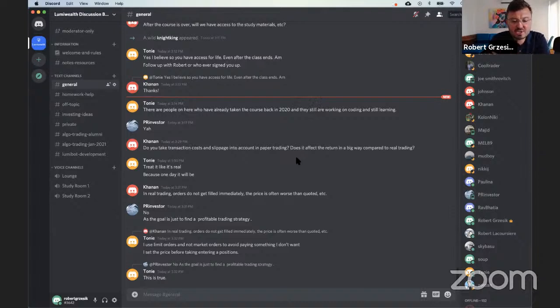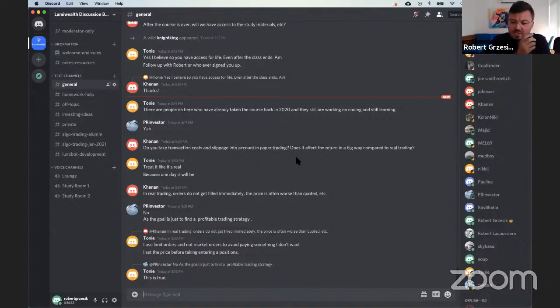Do you take transaction costs and slippage into account with paper trading? Does it affect the return in a big way compared to real trading? So transaction costs are zero, right? When you're working with Alpaca, you don't have any commissions, so there's no need to put that in. You can put that in if you want, right? It's very easy for you to add that in when you're doing a backtest.